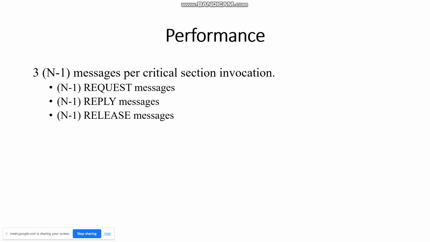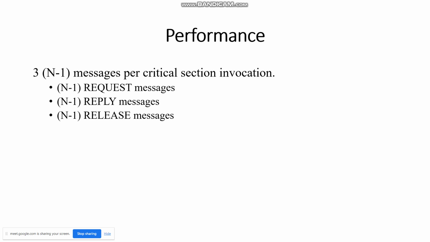So now finally we can see the performance of this algorithm. The performance is given as 3 times (n minus 1) messages passed or communicated per critical section invocation. How 3 times (n minus 1)? Here n means, for example, here we have taken 3 processes, P1, P2, P3, so the n value is 3. So what is n minus 1? Out of 3 processes, only one process is going to send the request message, so the remaining 2, that's n minus 1.